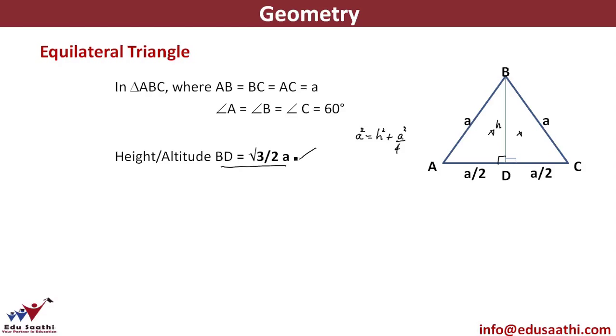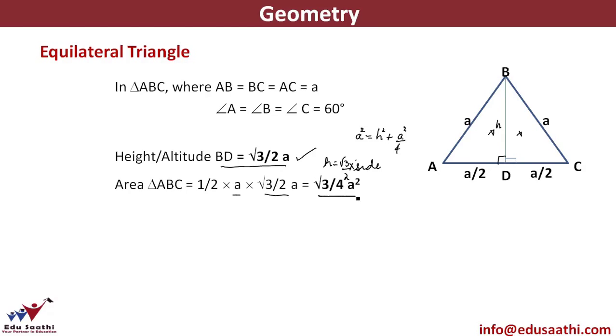Always remember that the height of an equilateral triangle is √3 by 2 into the side of the equilateral triangle. Area is half base into height. I have the value of base. I have already calculated the value of height.